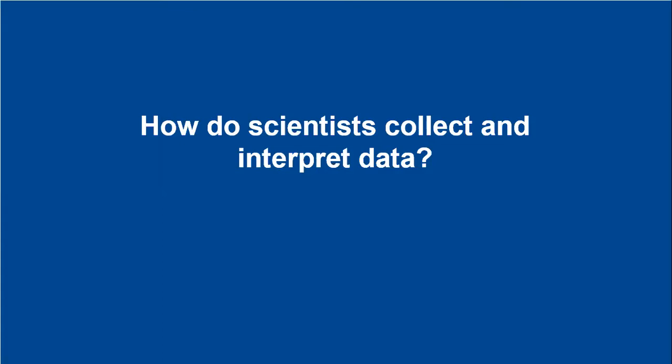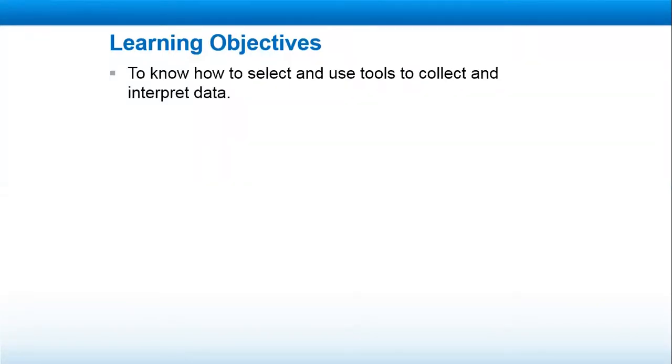How do scientists collect and interpret data? Today is Tuesday, 21 April 2020. All of you open pages 339 and 340. Learning objectives. At the end of this lesson, you have to know how to select and use tools to collect and interpret data.